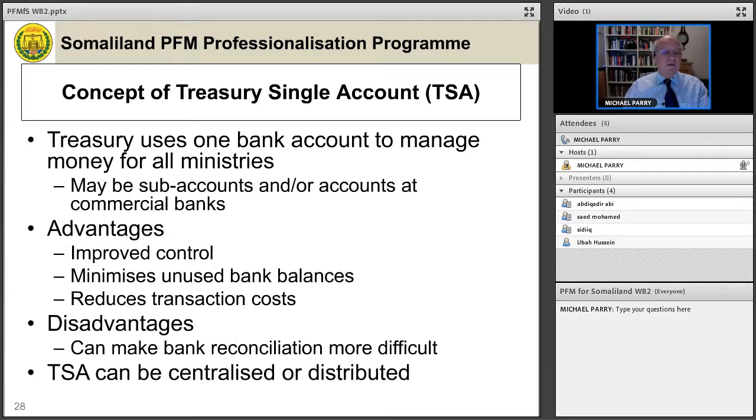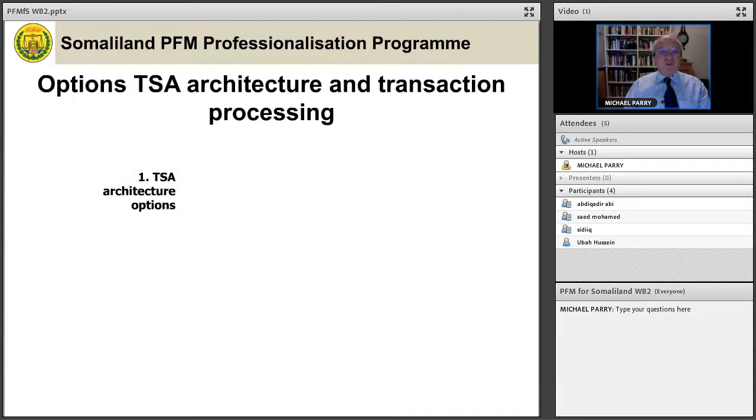A Treasury single account can be centralised or distributed. Now I'm going to go on to what's a fairly technical area about the way banking works, and I don't think we need to get too much into this. Although it is in your workbook, and you do need to know about it.